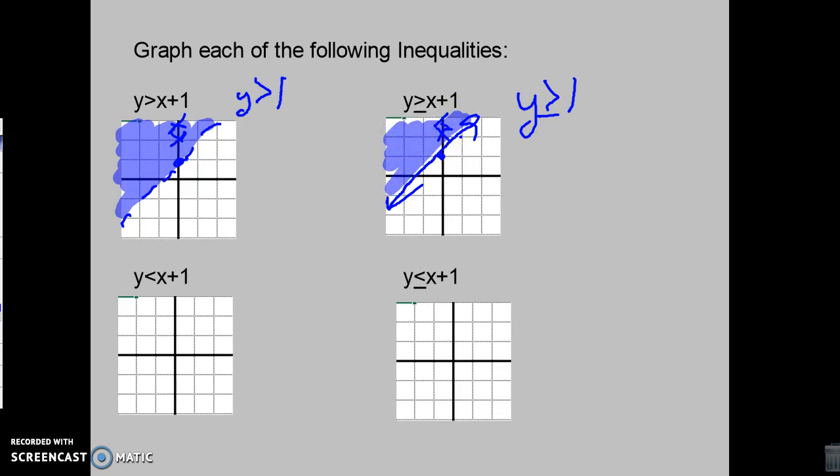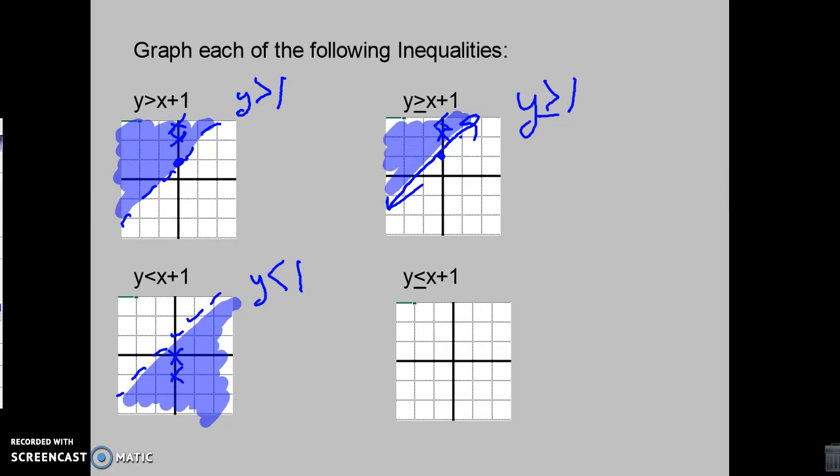Down here where we have y is less than x plus 1, we again have a y-intercept of 1. We have a slope of 1. So we have a dotted line increasing from left to right. But this time it says less than. So if you were to think about, take the x out, what numbers would be less than 1? Y-intercepts that are less than 1 would be 0, negative 1. Those are both below my inequality line. So I am shading below the line.